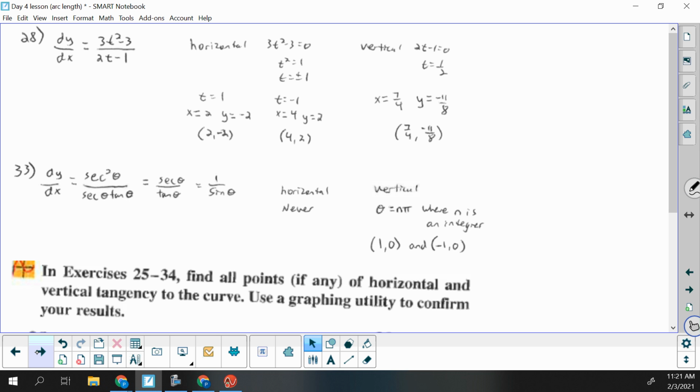For 33, our dy over dt over our dx over dt, if you neaten it up, you eventually get 1 over sine theta. So therefore, the numerator will never be 0, so it's never a horizontal tangent. And your denominator will be 0 at all your integer multiples of pi. So you could say theta equals n pi, and when you sub that back in, depending on what multiple of pi that is, you will either get 1, 0 or negative 1, 0.